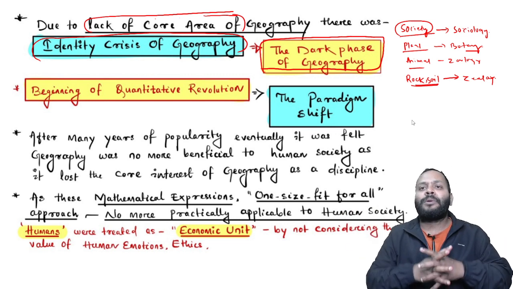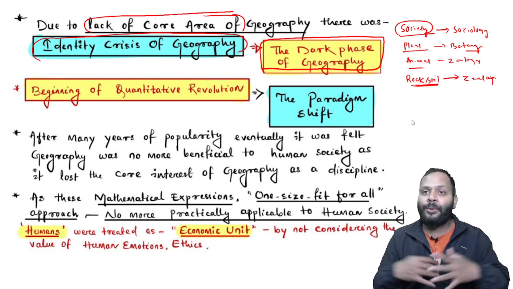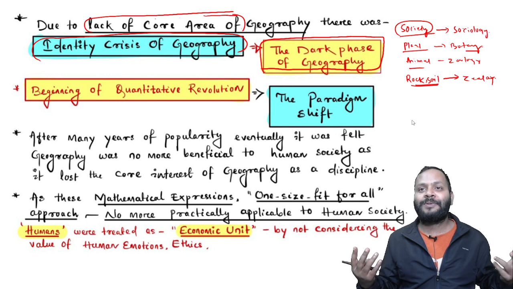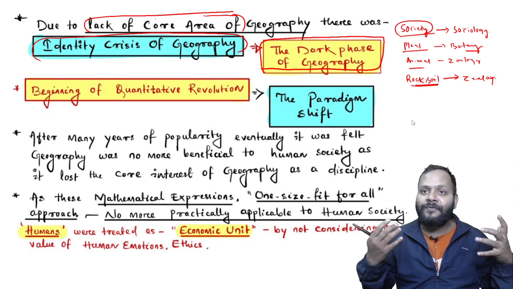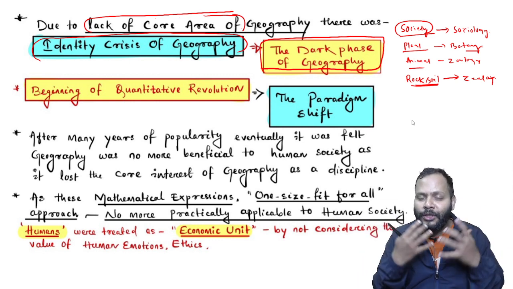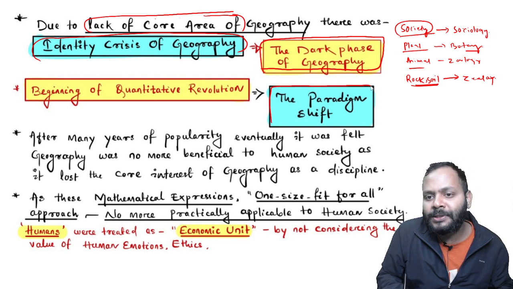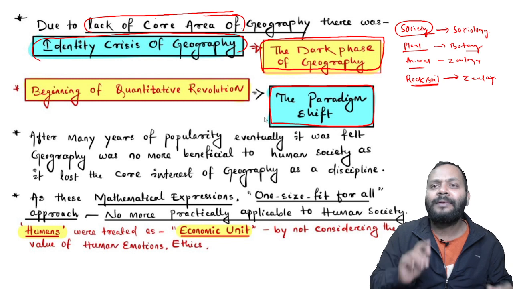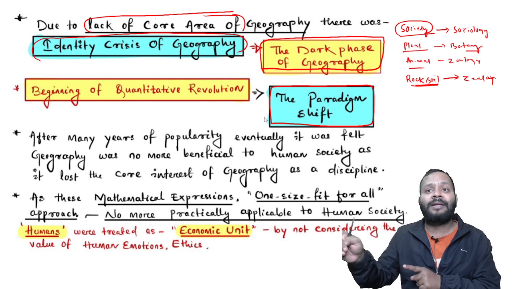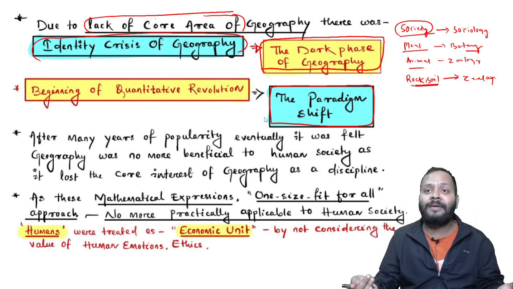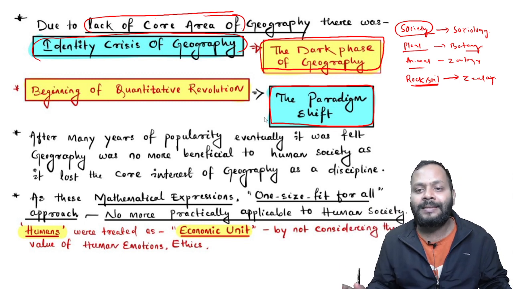After that dark phase, what happened? When you lose your hope, someone comes to raise your hope once again, and people again started looking at geography as a discipline. So a new kind of model came. This is called a paradigm shift. It's very crucial to understand what exactly a paradigm shift is. Let me explain this word. I will be using it many times in upcoming classes. What is Kuhn's paradigm? What is a paradigm shift? What is a non-paradigm shift?